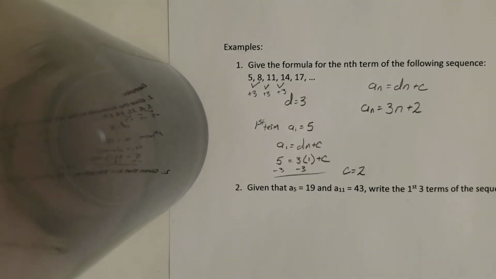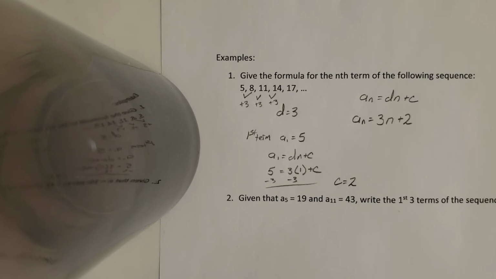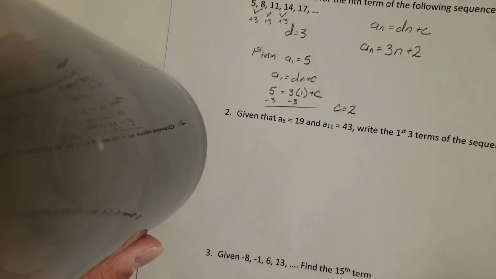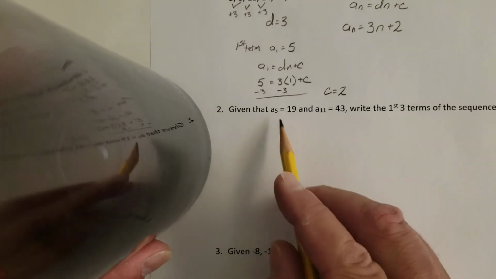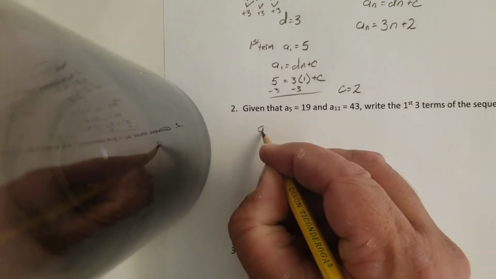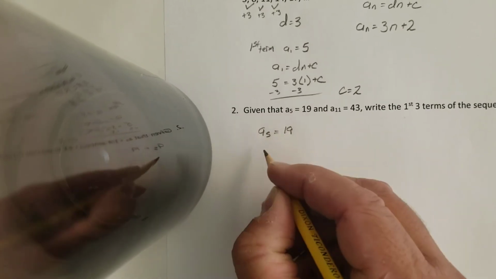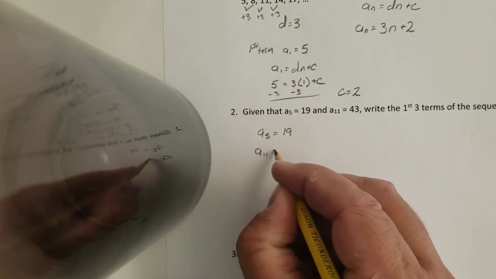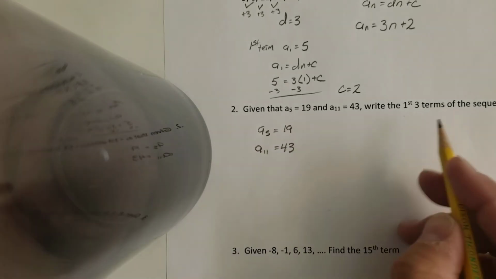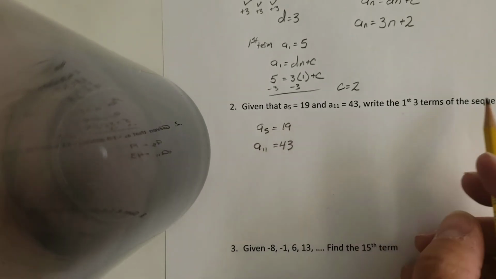Okay? So like you've done before, slope-intercept form, if I gave you the slope and a point, you can find the intercept. If I gave you an x-coordinate, the intercept, and the slope, you can find the y-coordinate, just like you've done in algebra and all the other courses you've taken. Now, we have something a little different here. I'm going to give you the 5th term, a sub 5 is 19, a sub 11 is 43. Write the first 3 terms of the sequence.